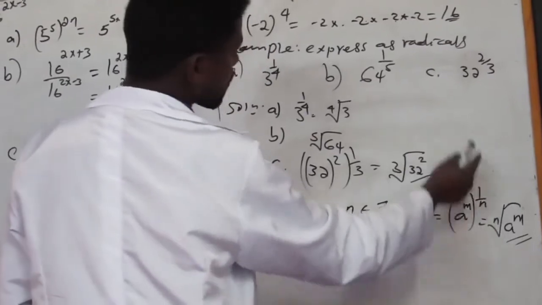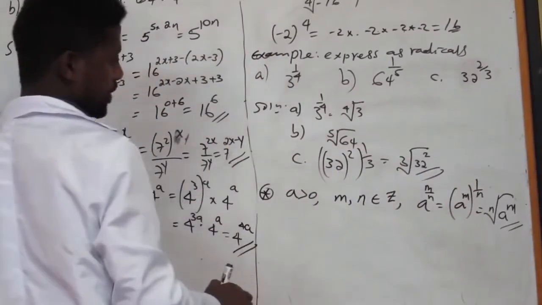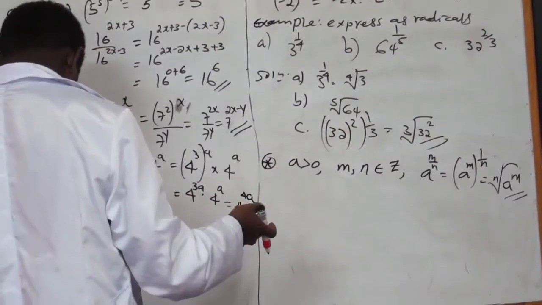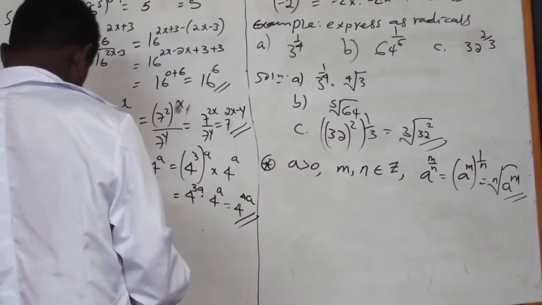So this is the rule for how we can express rational exponents. For example, let's solve some examples.